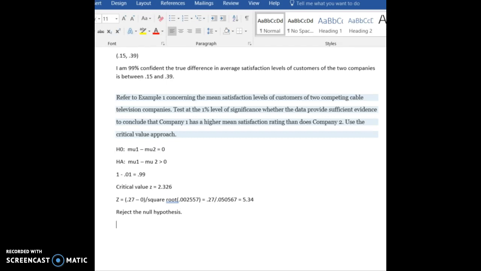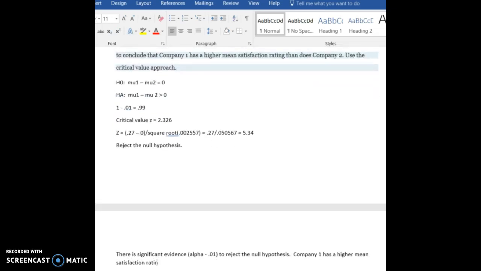All right, so let's make our final statement. There is significant evidence, and we'll state our alpha here, alpha equals 0.01, to reject the null hypothesis. Company 1 has a higher mean satisfaction rating than Company 2. And there we have it.